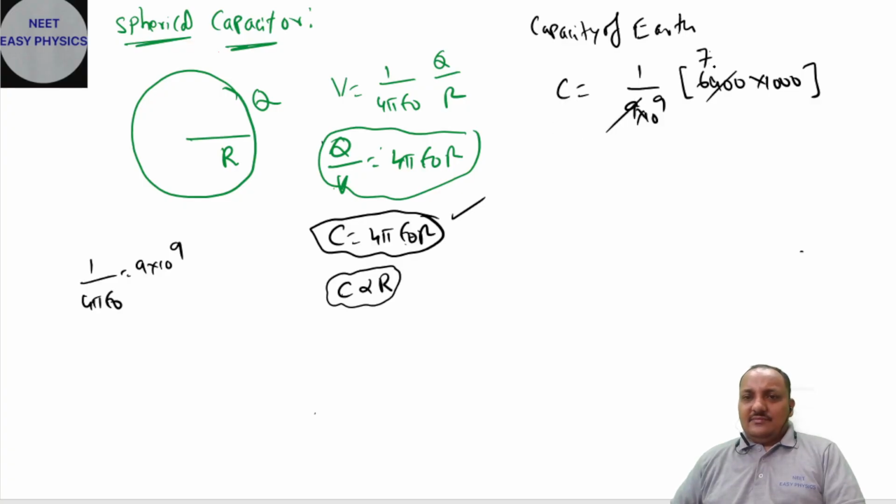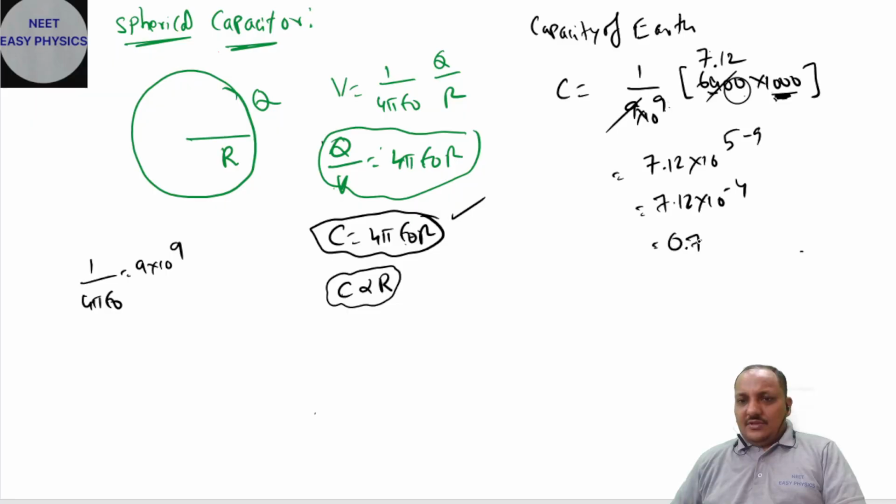7 point, correct? 7 nines are 63. 7.12 something will be coming. So, this 9 is going to numerator. So, 10 power 9 minus 5. This is 10 cube. Correct? This is 10 square. 10 power 5 minus 9. 7.12 into 10 power minus 4. So 0.712 into 10 power minus 3 farad.